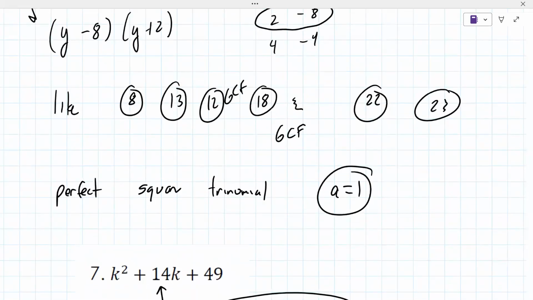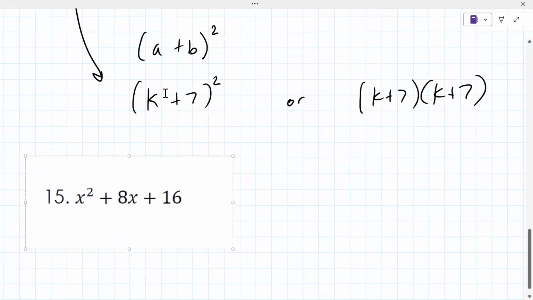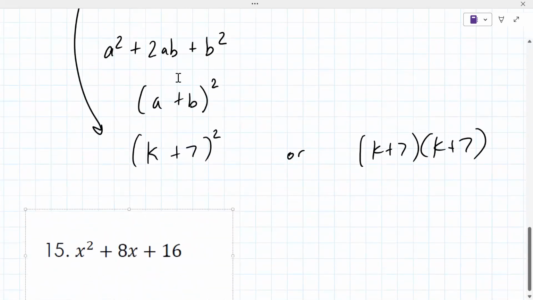All right. So let's do another perfect square trinomial. 15 comes to mind here. So why don't you try this one? It's this formula here. Let me know what you come up with, please. That's 15.